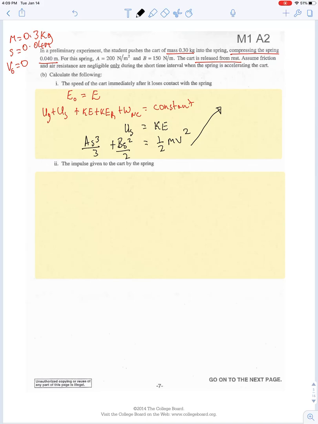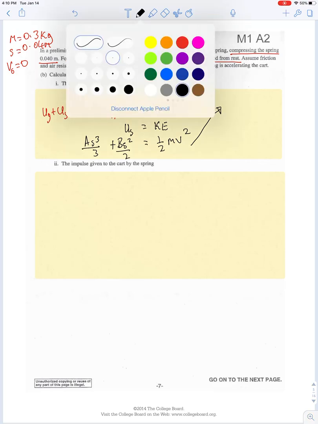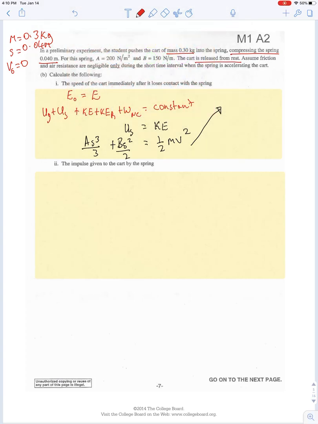The impulse given by the cart of the spring. Okay, so here a lot of students might make a mistake right here. Why would they make a mistake? I'll put it in red so you can see. They think, okay, it's an AP class and I have to do impulse, and the first thing that pops into my head is that the symbol for impulse is J. The impulse is equal to the integral of F dt. I'm big brain. Nah, bro, you want to make sure that you do the easiest thing you can.